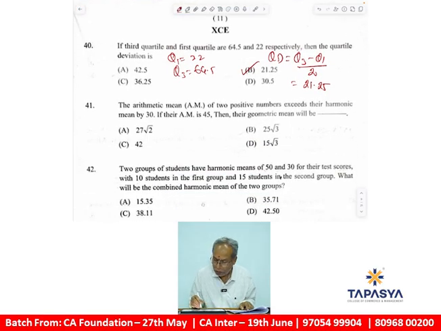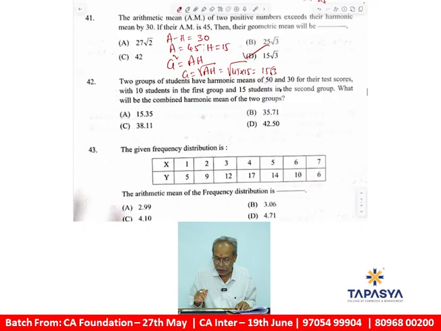So next here, arithmetic mean of two positive numbers exceeds the harmonic mean by 30. That means how much it exceeds, A minus H is equal to 30. Here A is given 45. So substituting there, you will get H is equal to 15 from the above. You have to find geometric mean. G square is equal to AH. So substituting in the formula, G is equal to square root of AH. We know A is 45, H is 15. This is nothing but 15 root 3. So the right answer is D.